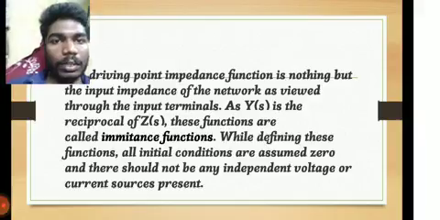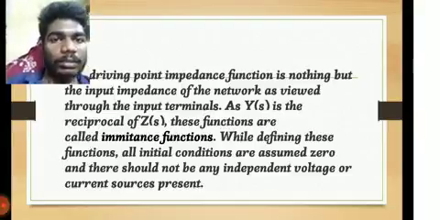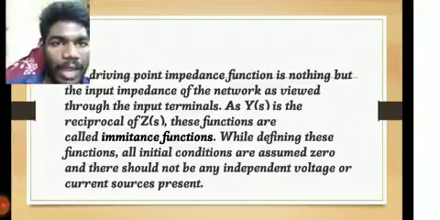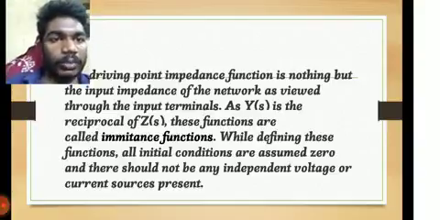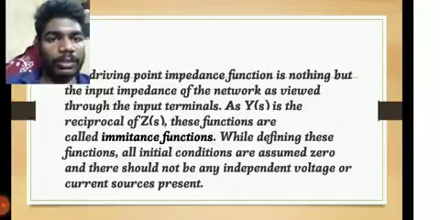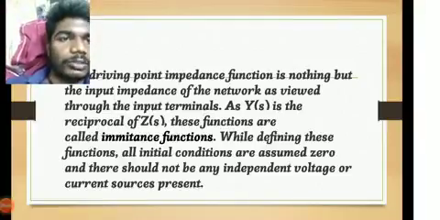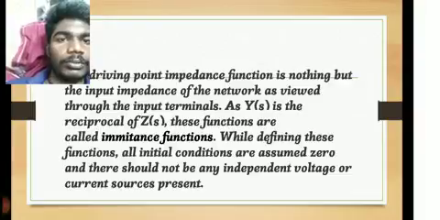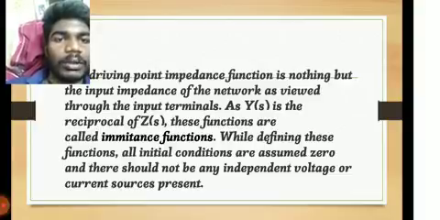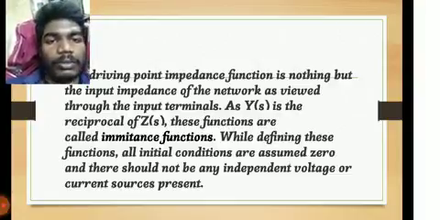So the driving point impedance function is nothing but the input impedance of the network as viewed through the input terminal, as Y is the reciprocal of Z. These functions are called immittance functions. While defining these functions, all initial conditions are assumed to be 0, and there should not be any independent voltage or current source present.